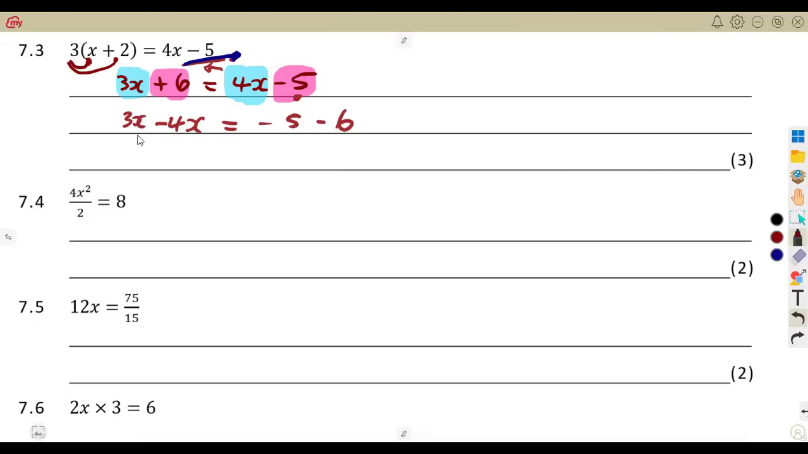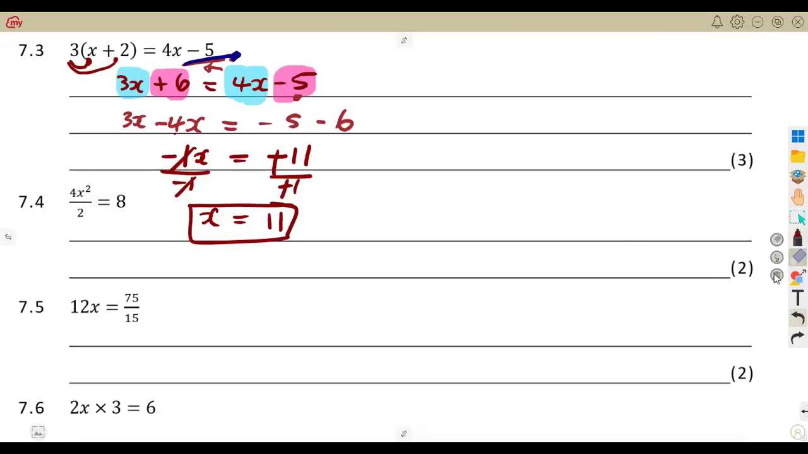So that's it. 3 minus 4, that's minus 1. So we've got minus 1x, or minus x, which is minus 1x is equal to minus 11. So what is the value of x? We have to divide by minus 1 to have the exact value of x, not minus x. So x is equal to what? It will be a positive 11. So this is the x value that we need.